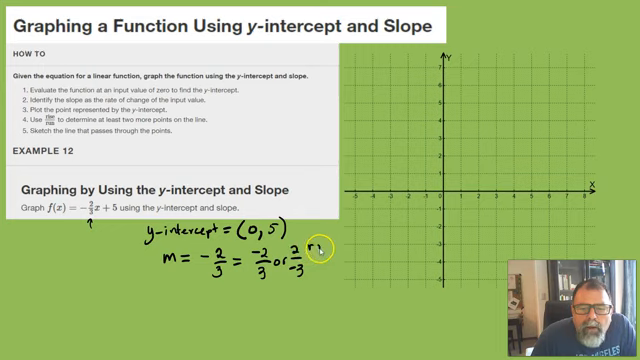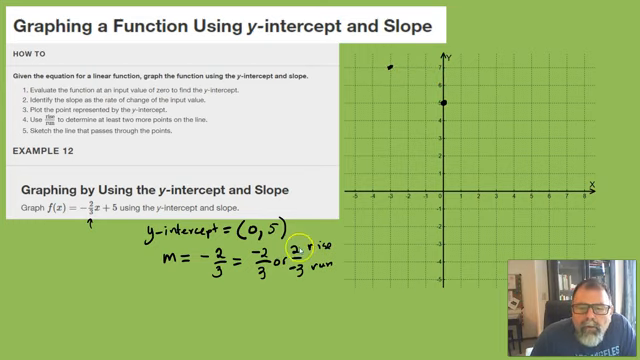And remember, it's rise over run. Okay. Plot the point representing the y-intercept. So 0, 5. Now we're going to use the slope to get the next. Use rise over run to determine at least 2 more points on the line. So if I do rise, that's up 2. Run is -3. 1, 2, 3.